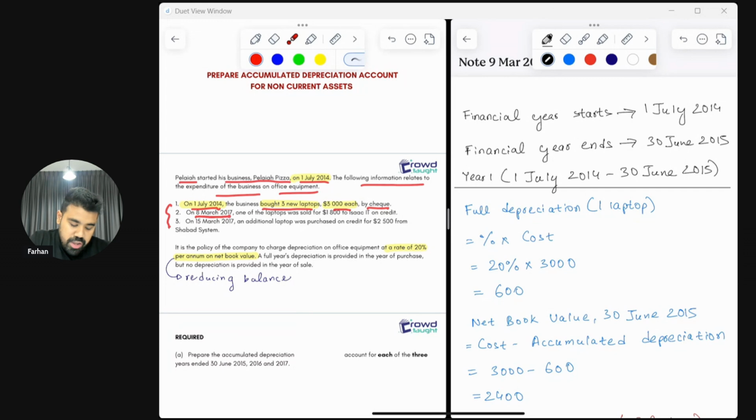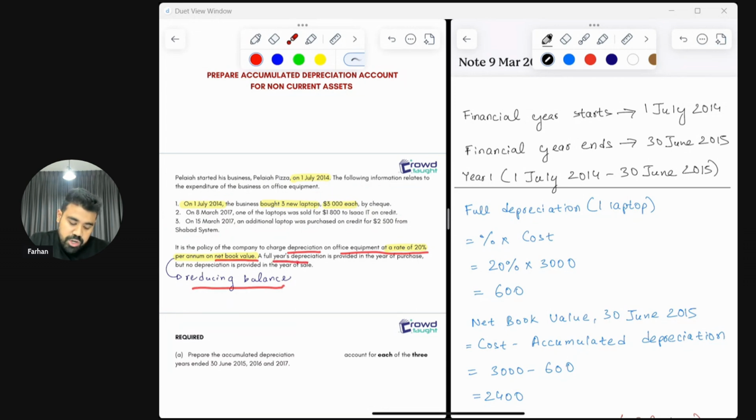On 8 March 2017, one of the laptops was sold for $1,800 to Isaac IT on credit, and then on 15 March 2017, an additional laptop was purchased on credit for $2,500 from Shabbat System. It is the policy of the company to charge depreciation on office equipment at a rate of 20% per annum on net book value, which also stands for the reducing balance method.